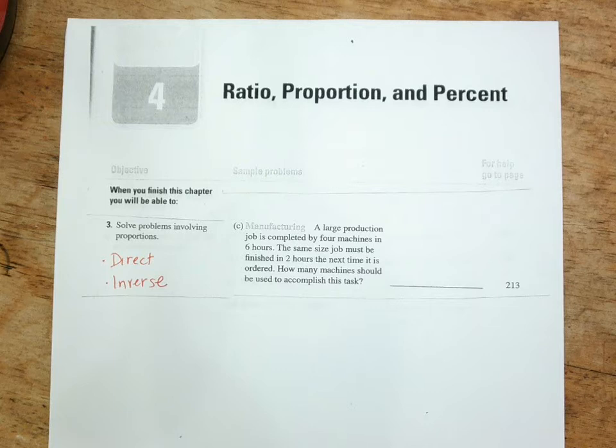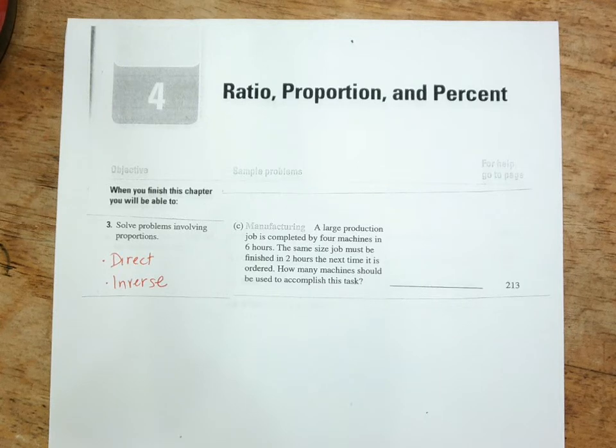Whereas an inverse proportion means that there are two quantities that are said to be inversely proportional if an increase in one quantity leads to a proportional decrease in another quantity, or if the decrease in one leads to an increase in the other.